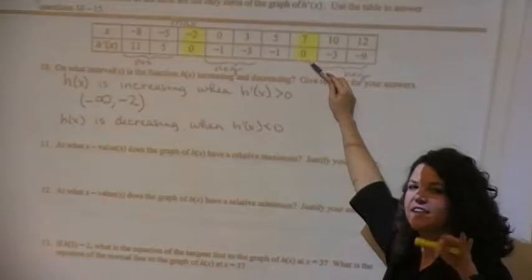H of x is decreasing when the derivative is negative, and that happens... Now this you have to write as two separate pieces, because when it does that touching, it's not decreasing anymore, it's hovering there for just a moment. So this is on the interval -2 to 7, and then 7 to infinity, because of this 0 in the middle.